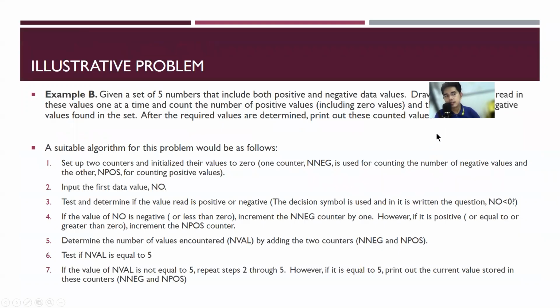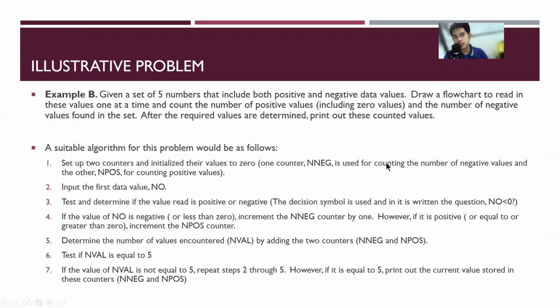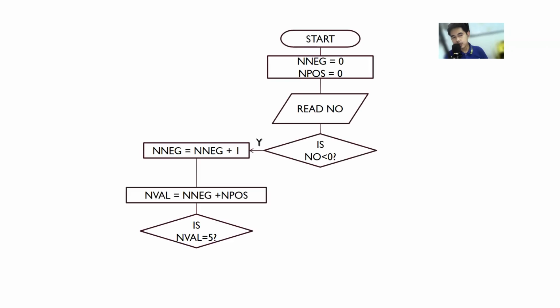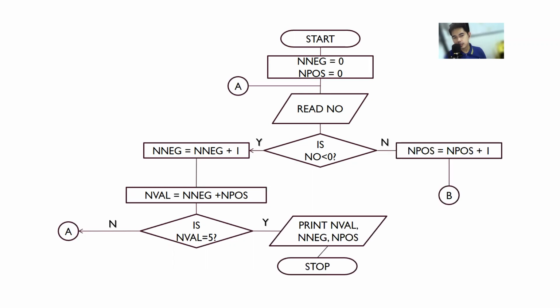Given a set of 5 numbers that include both positive and negative data values. So let's have the flowchart. This time, gagawin natin yung nagbibilang tayo ng ilan ang positive, ilan ang negative. Ito ngayon yung ating problem, yung flowchart natin. So, may counter tayo ng negative. Meron din tayong counter ng positive. And then, i-display natin yung value ng kung ilan ang ito. After counting, 5 lang yun ha, 5 numbers.